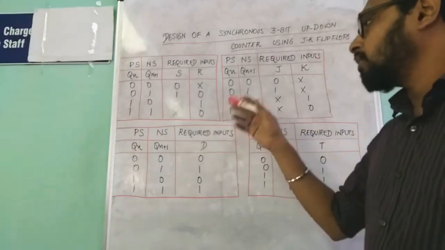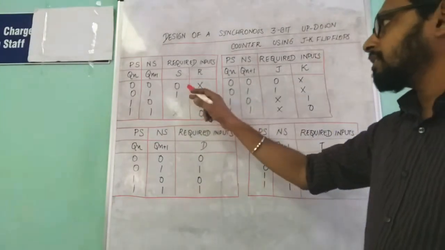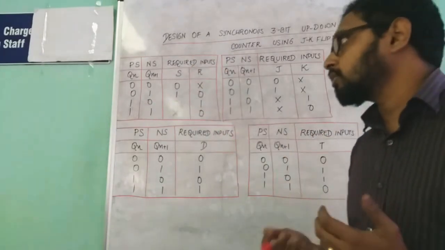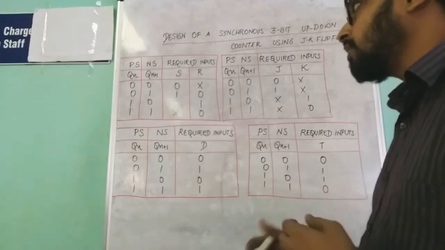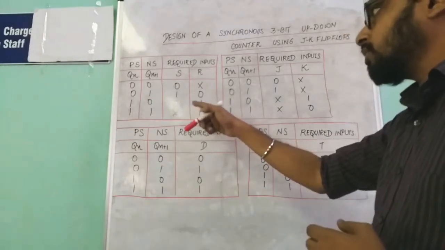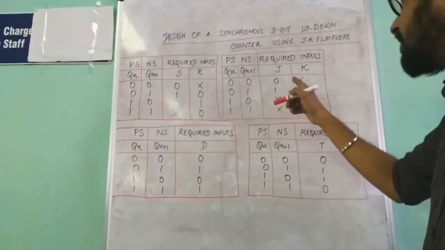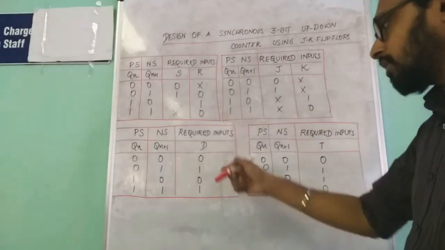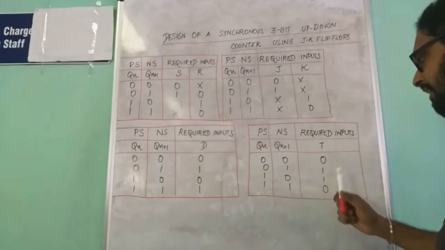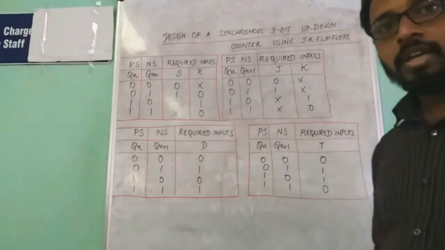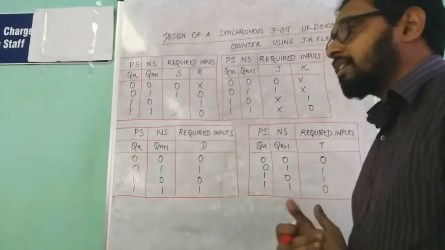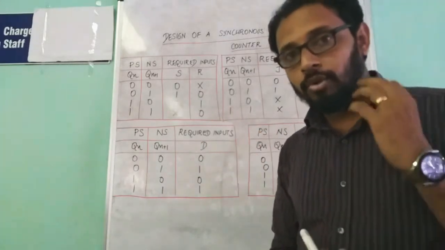So, counter design. What you need to understand is the values of S and R when the value of Qn and Qn plus 1 is 0, 0, 0, 1, 1, 0, 1, 1. It is 0x, 10, 01, x0. For JK it's 0x, 1x, x1, x0. For D it's 0, 1, 0, 1. For T it is 0, 1, 1, 0. For the time being, please learn these 4 cases by heart, because these are important for your circuit design.